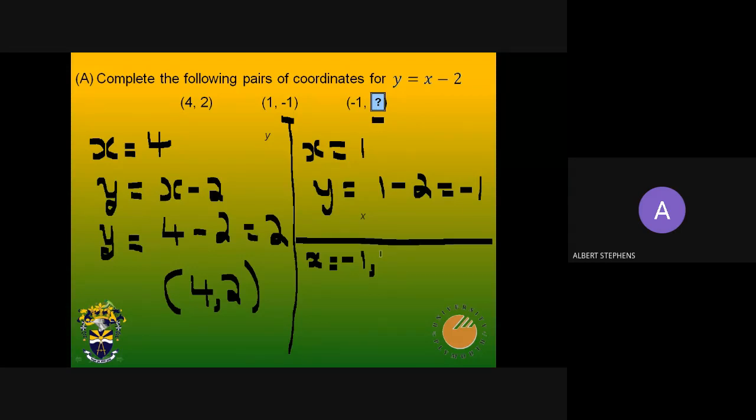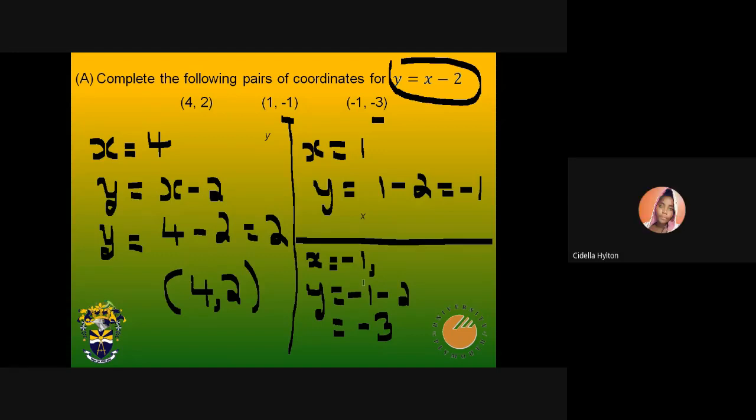So we want to know what the y value is when x is equal to -1. So we have y equals -1 subtract 2. Remember now, we're using this equation for all 3 points. And -1 minus 2 is actually -3. Any questions? No, sir. All right, cool.